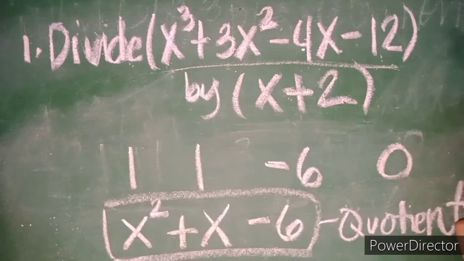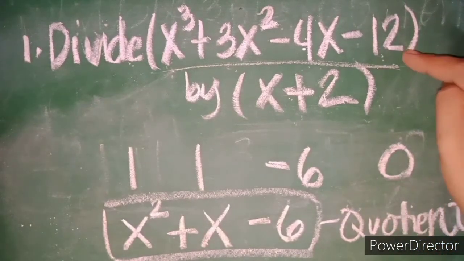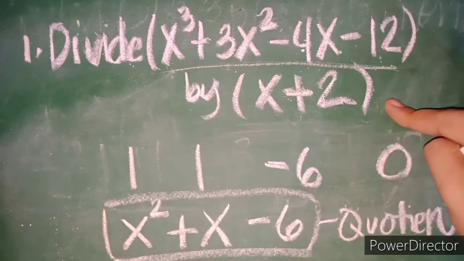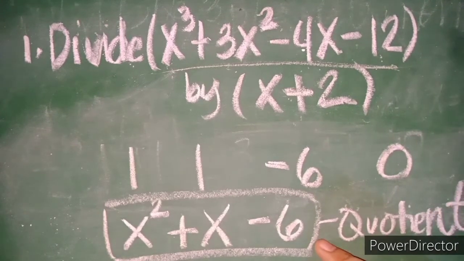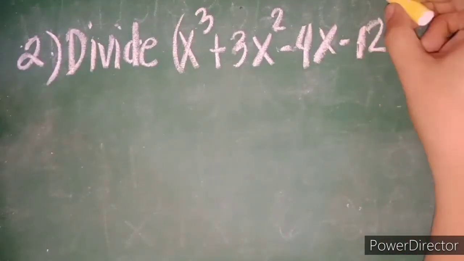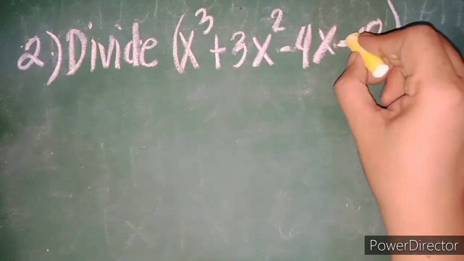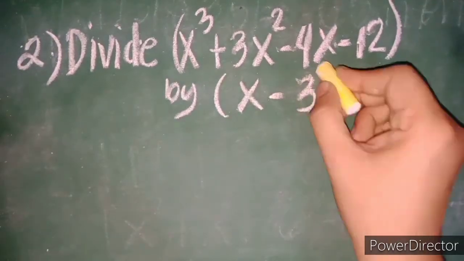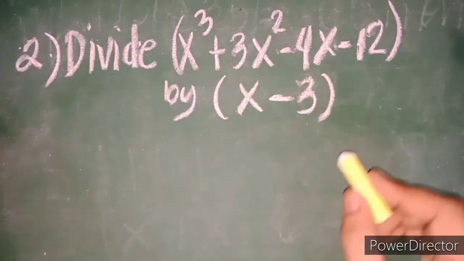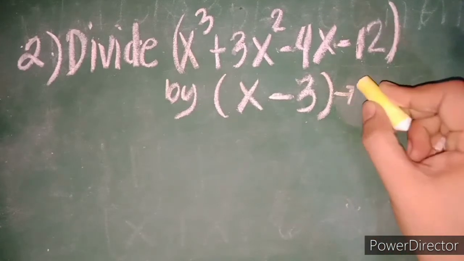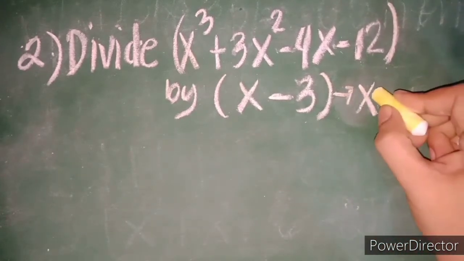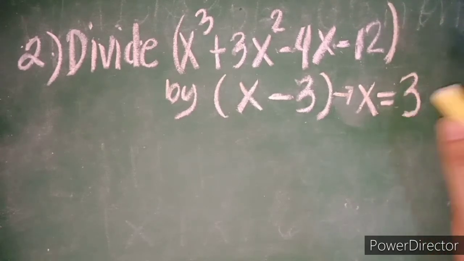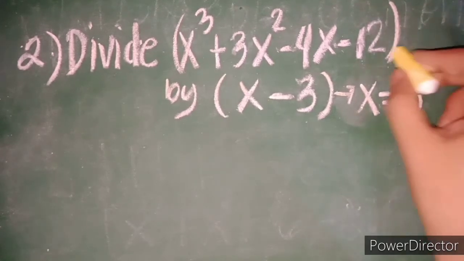Okay, since 0 yung nasa last column natin, ibig sabihin, ang quotient natin is x squared plus x minus 6 at wala tayong remainder. Okay, now let's have number 2 example. Divide x cubed plus 3x squared minus 4x minus 12 by x minus 3. Okay, to divide this polynomial, ang gagawin natin is solve muna natin yung value ng x ng divisor, which is x minus 3. And the value of x is 3.